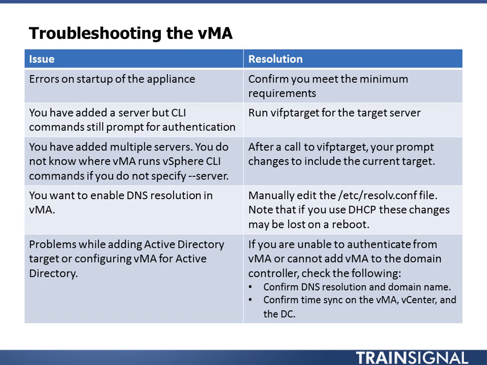Problems while adding Active Directory target or configuring the VMA itself for AD. I mean, this is like a Windows machine. If you can't add a Windows machine to an AD domain, what's the problem? Well, it's usually one of three things. Either your DNS is configured wrong, so double check your DNS server, make sure it's the proper one. Make sure your domain name is right, obviously.